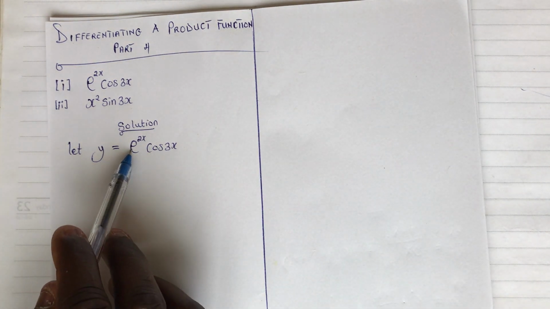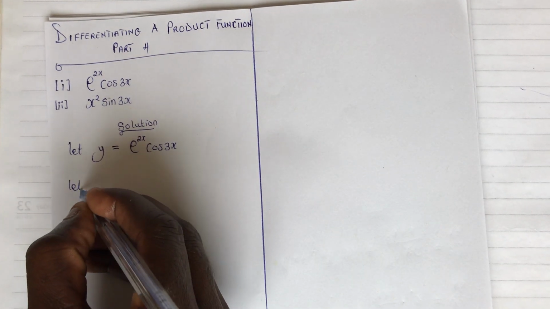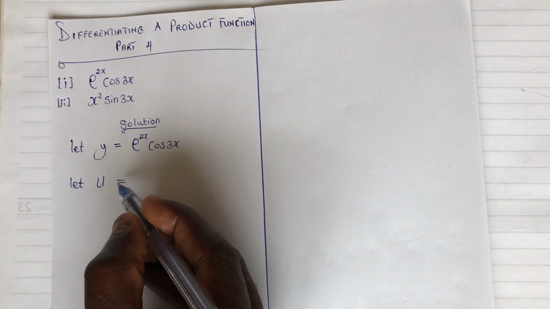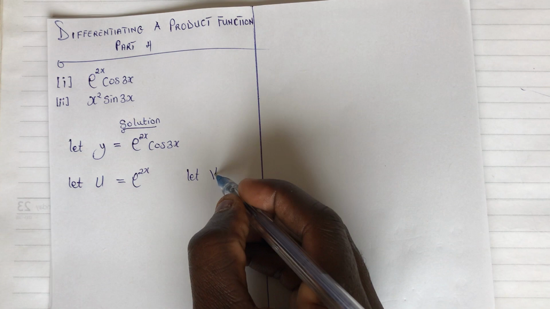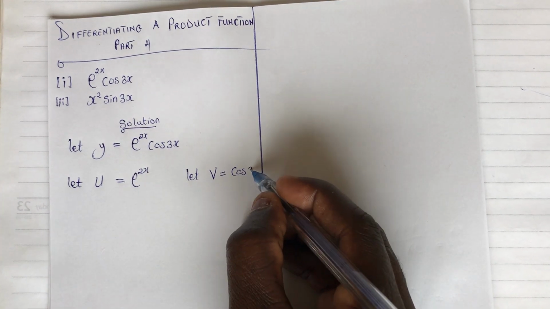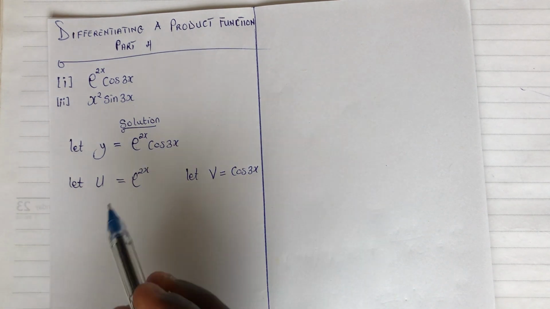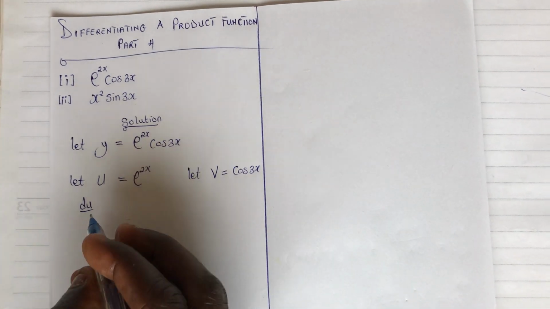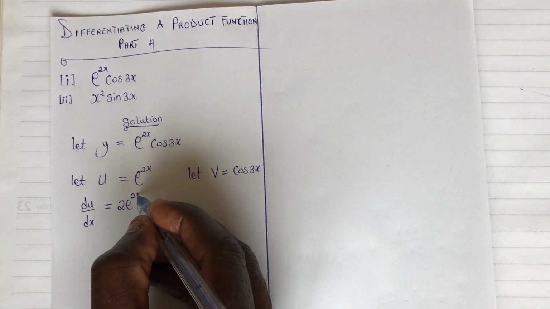I'll represent this with one variable and this with another variable. So I'll say that let u be equal to e raised to the power 2x, and then let v be equal to cos 3x. So now your next step is to differentiate u with respect to x. So I have du dx will give me 2e raised to the power 2x.